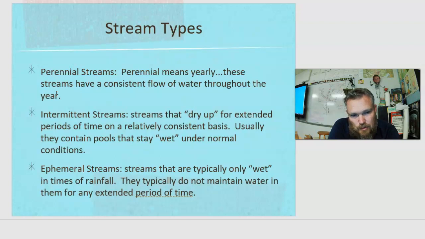So if you accumulate pollutants in a dry time in that area, and then all of a sudden it becomes wet, now we can move all those pollutants at once downstream.